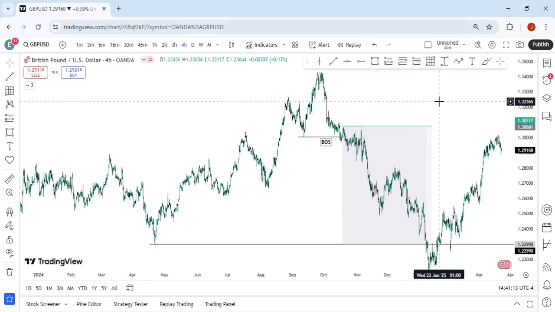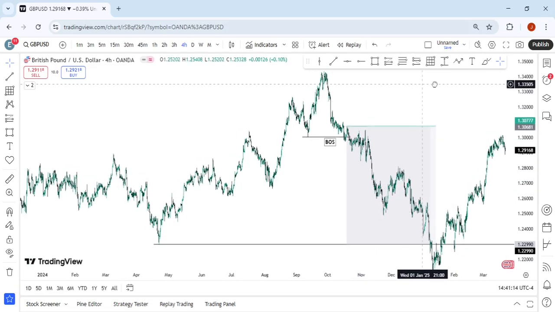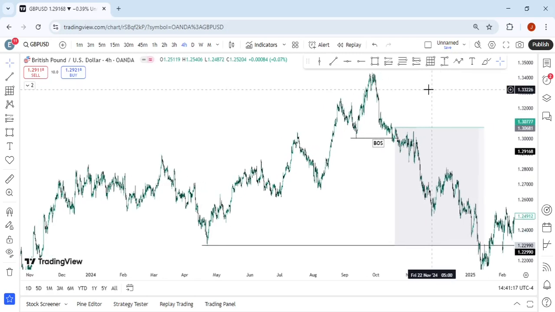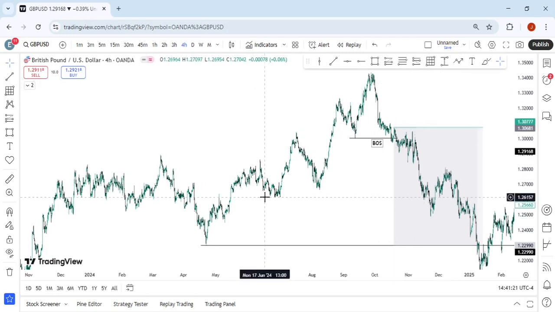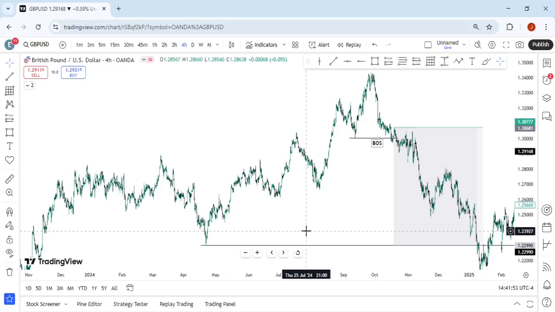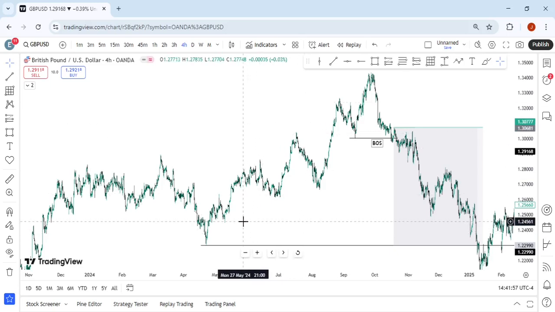Okay. So, what exactly is top-down analysis and how does it actually work? Top-down analysis is a type of trading strategy that involves analyzing market structure from the higher time frame level down to the lower time frame level. The name itself is self-explanatory, just like top-down analysis.